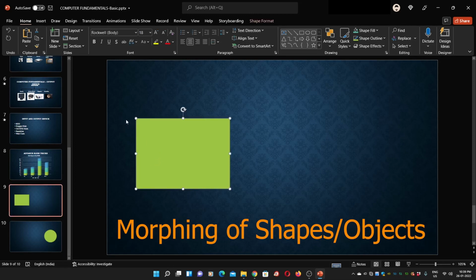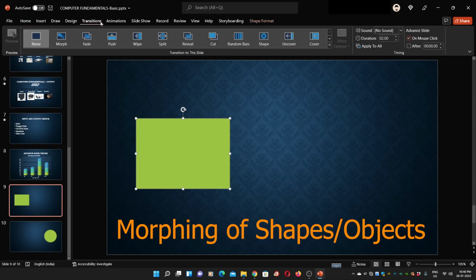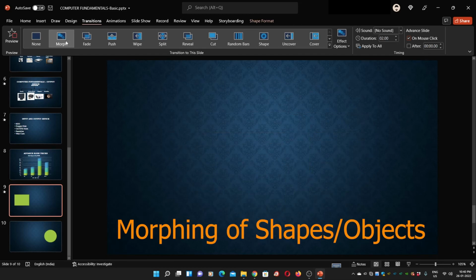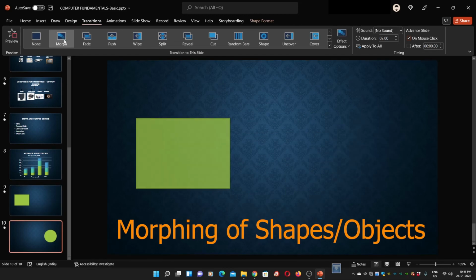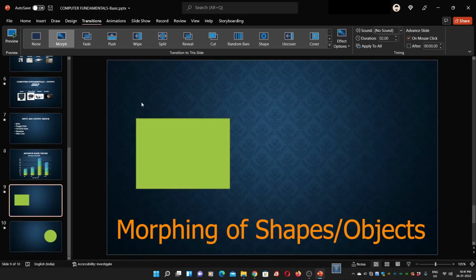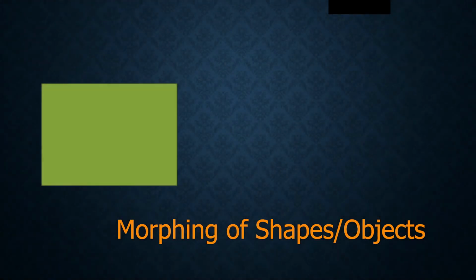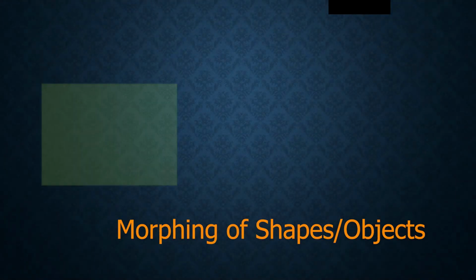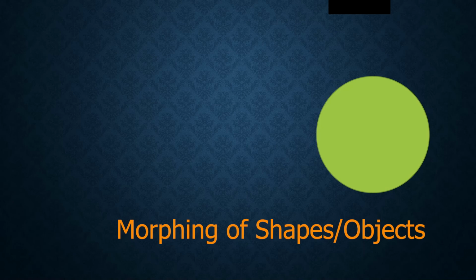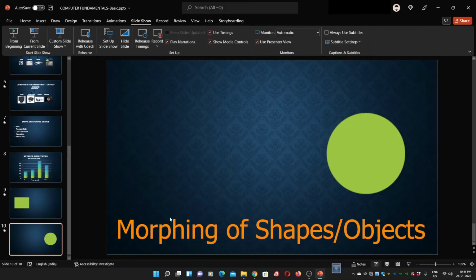Go to this Transition menu and select Morph. To morph, let's see what happens. Nothing is happening. No proper morphing is happening.